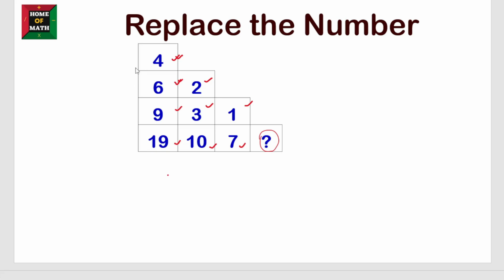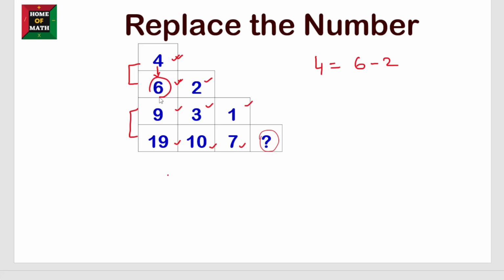But look, each row has some relation. We have to find out the relation. Look how this 4 comes. If we think, 4 equals the second row's 6 minus 2. It means that once we subtract the next number in the next row, we get the upper row number.